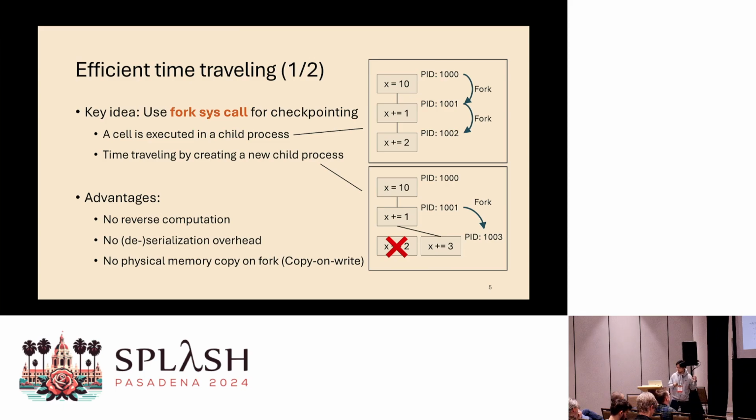And this technique, using the fork system call, runs very fast because there is no reverse computation for time traveling, and there is no computational overhead for state serialization. Furthermore, there is no physical memory copy on creating a new process because the fork system call employs the copy on write strategy. So Multiverse Notebook creates live in-memory checkpoints by using the fork system call. That's the key idea of our time traveling feature.